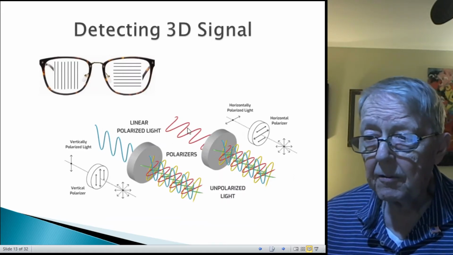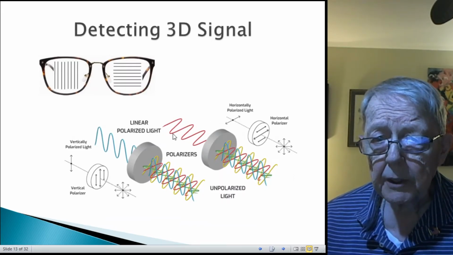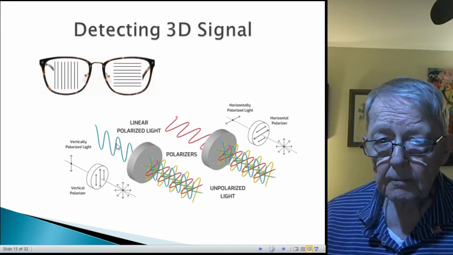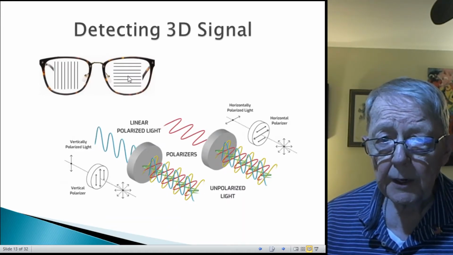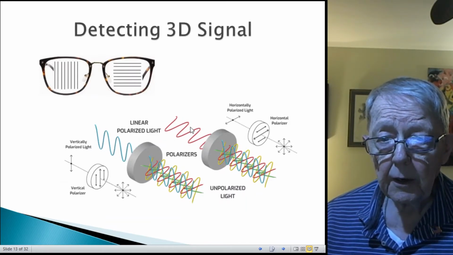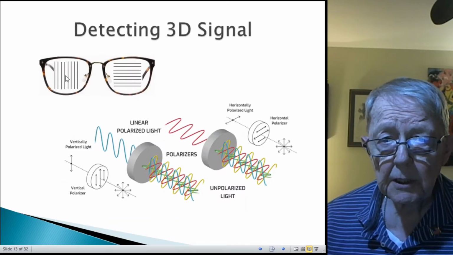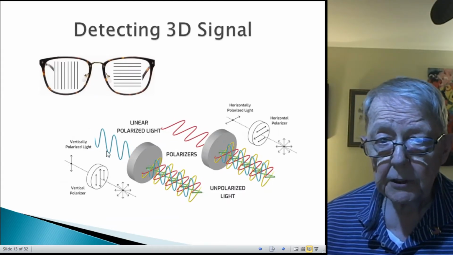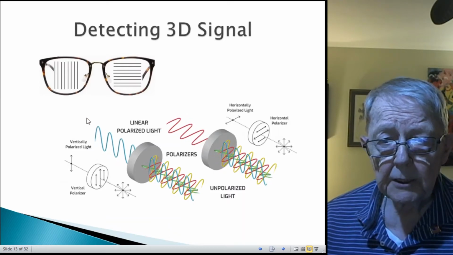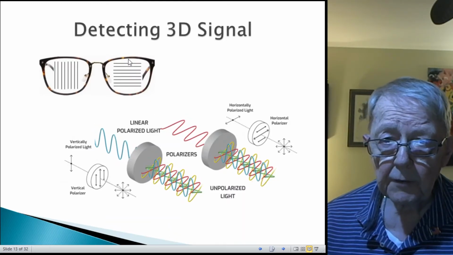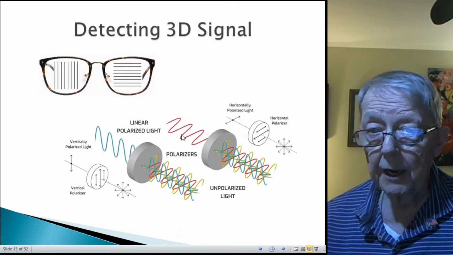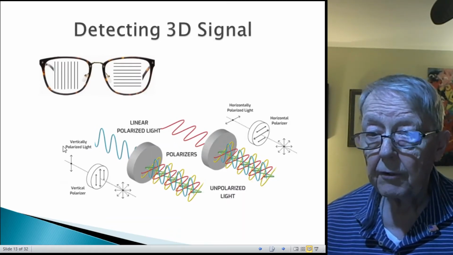But in fact, both of these streams of light hit both lenses. And so the vertical, when it hits this, is going to get blocked, or mostly. And the horizontal, when it hits this lens, is going to get blocked mostly. So your right eye sees the right part of the picture, and your left eye sees the left part, and then your brain puts it together, and voila, you have 3D.